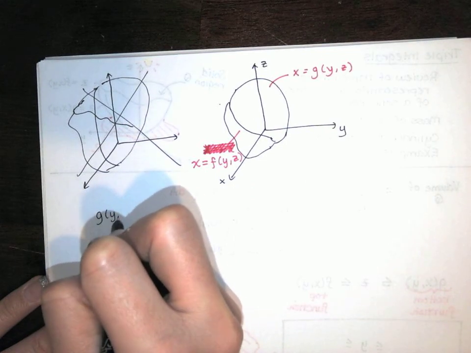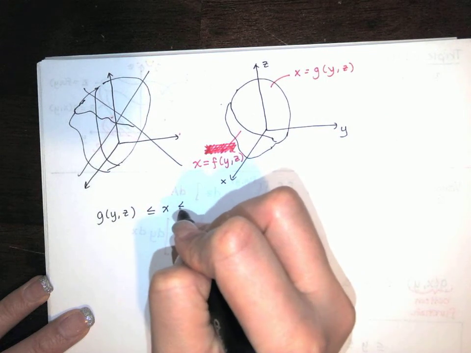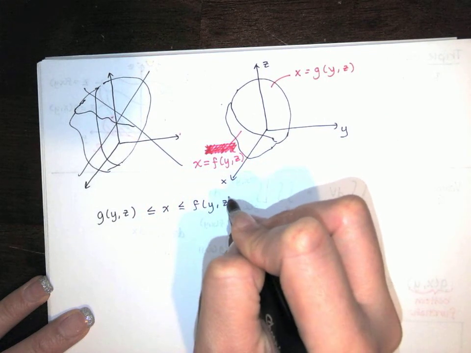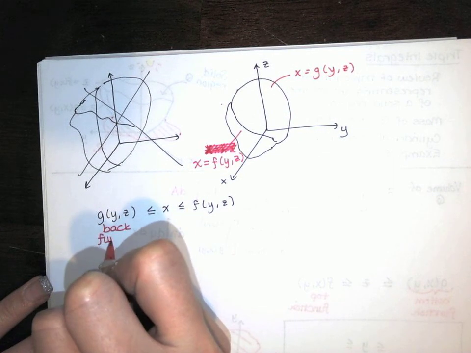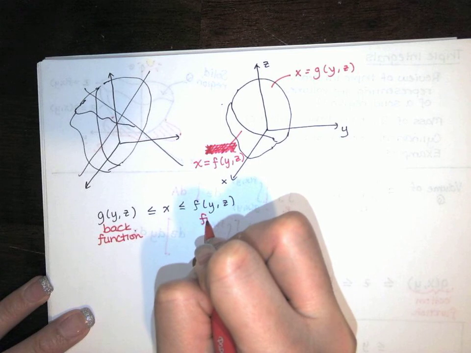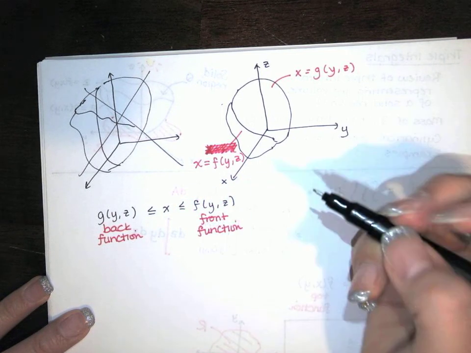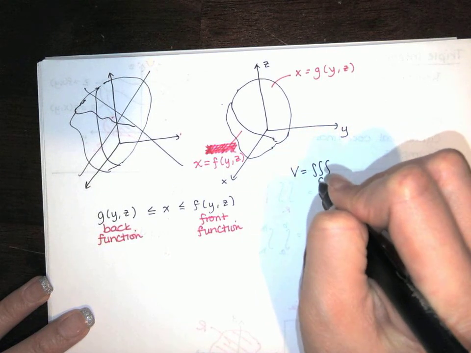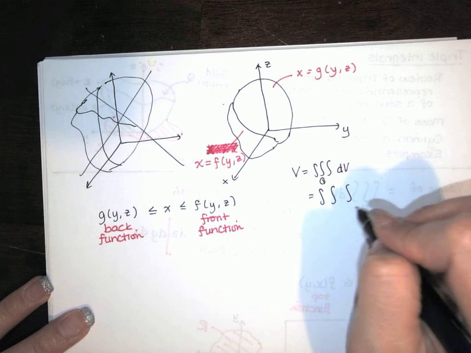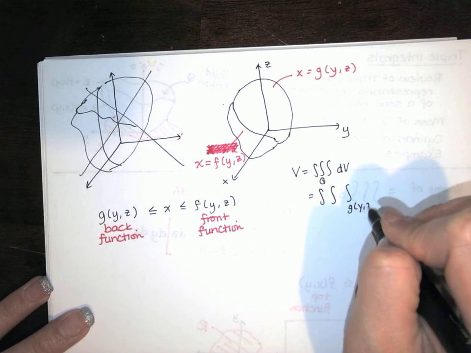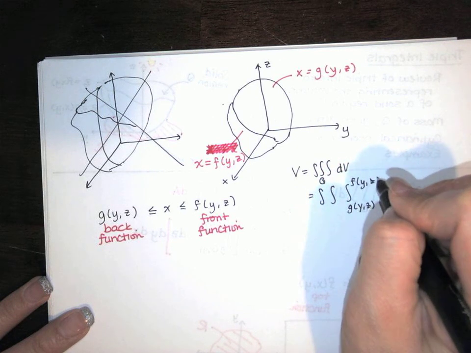So my x could go from a back function to a front function. And those functions could be functions of y and z. In that case, the volume integral, the triple integral over Q of dV, can be written this way. We let x go from the smaller x values, which is given by the back function, to the larger x values, which are given by the front function.